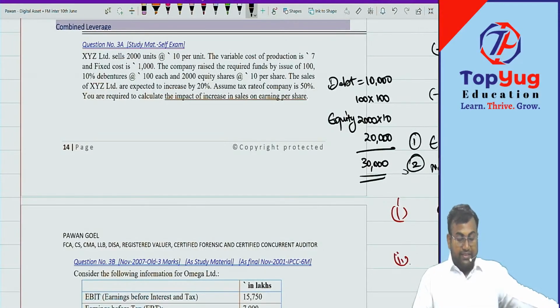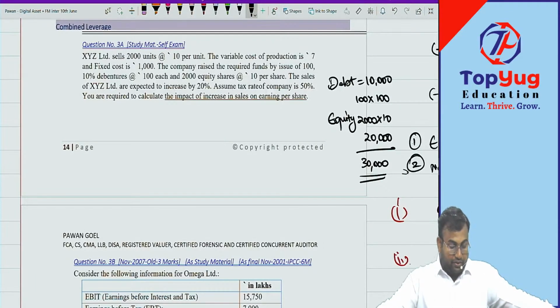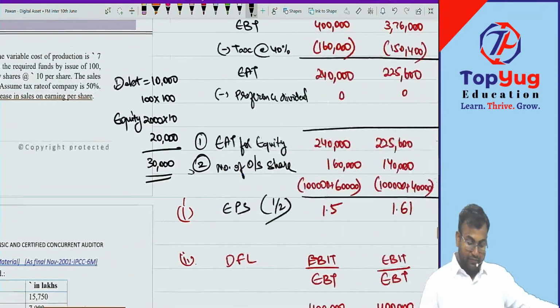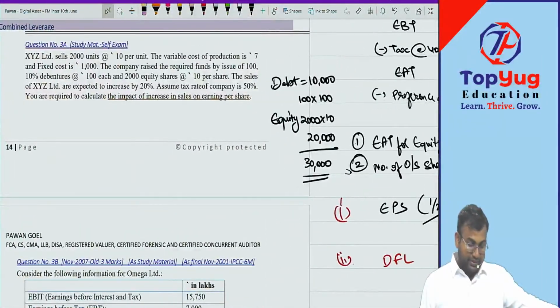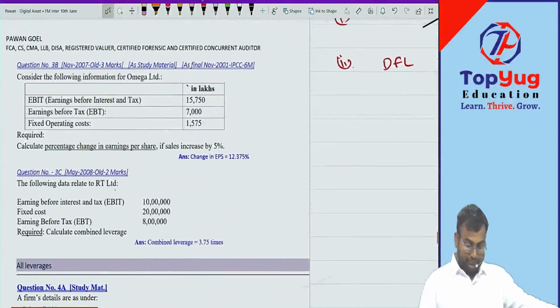The sales of XYZ are expected to increase by 20%. Assume tax rate of the company is 50%. You are required to calculate the impact of increase in the sales on earning per share. Right? Are we all good? Okay. Let's calculate.